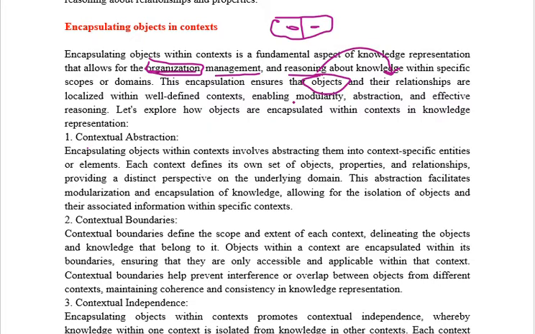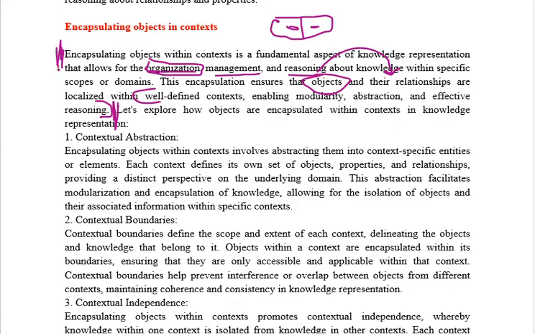Next, effective reasoning. Reasoning means solving a complex problem, and that will be done effectively. Next, these things will be allocated in the encapsulation. I think you understood till here: the introduction of the encapsulation in KRR.